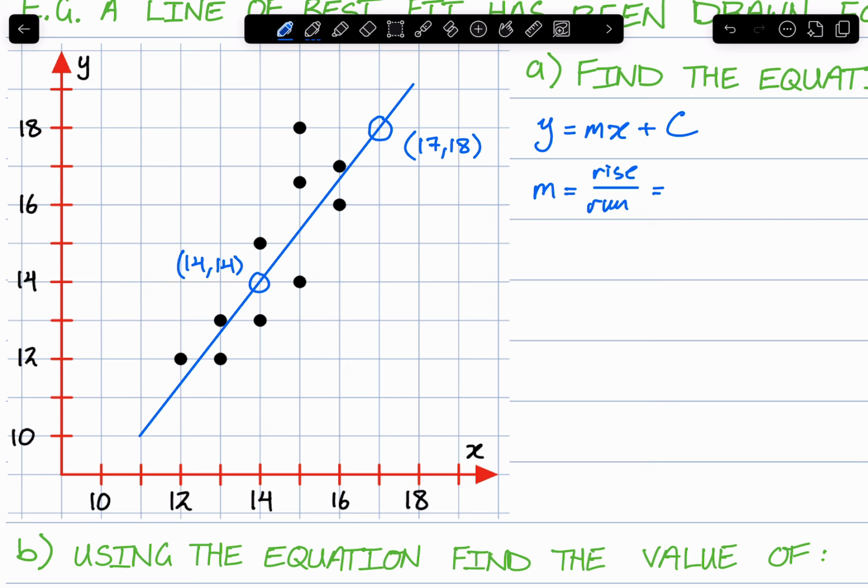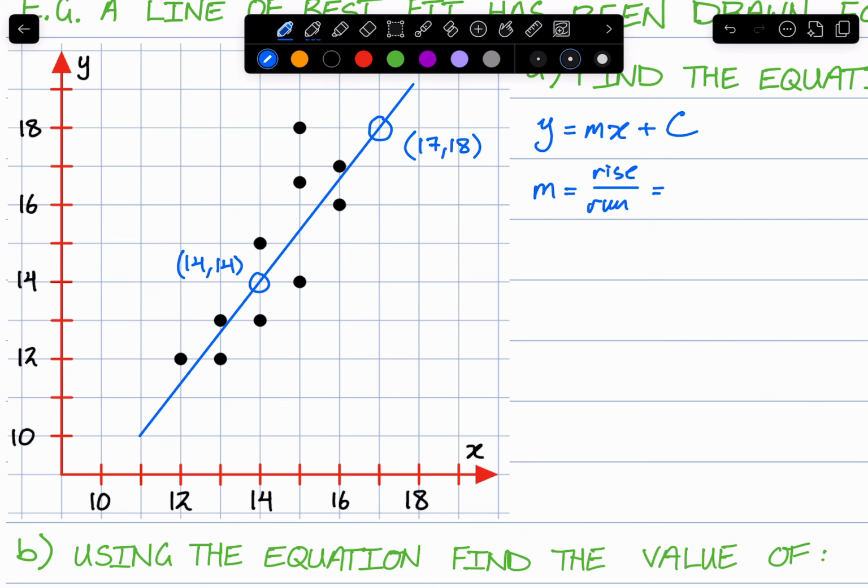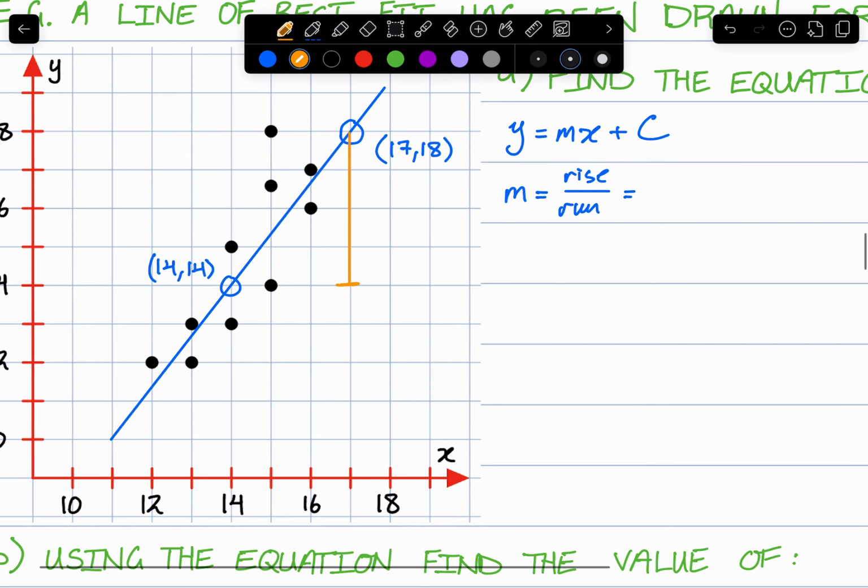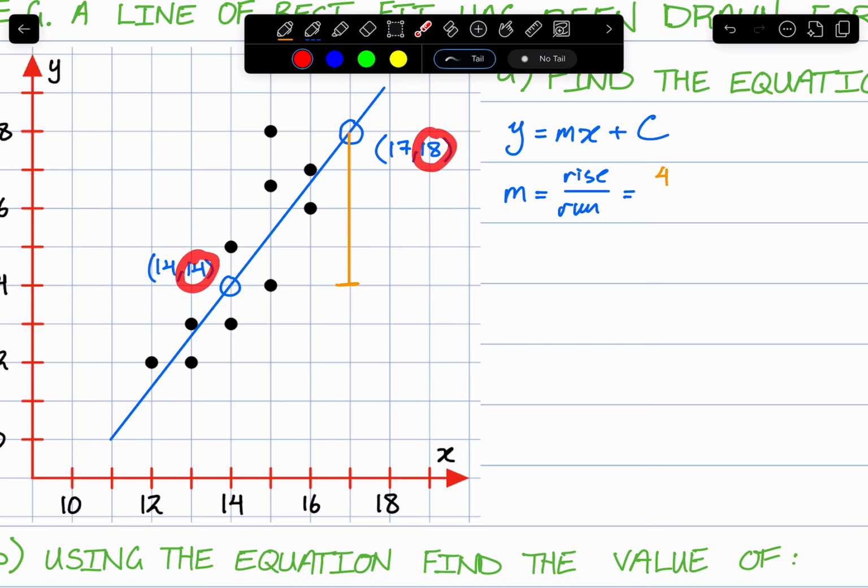And then from here, we do the rise. So we compare the y values. From this point down to this point, from 14 up until 18, how many units has it risen? In this case, it has gone up 4 spaces. 18 from 14, that's 4 units up.